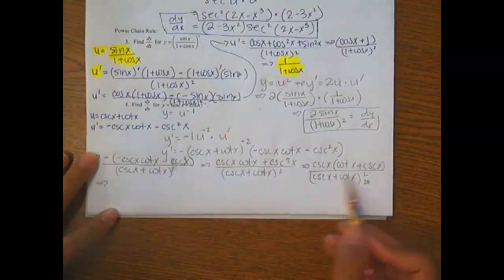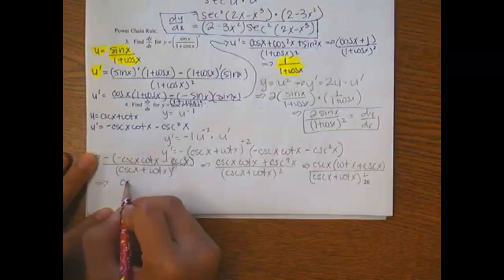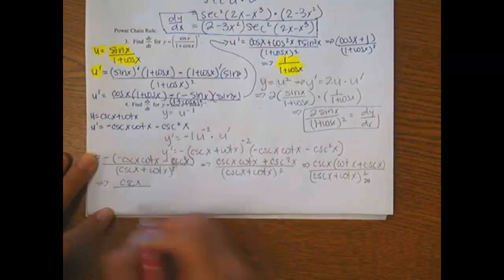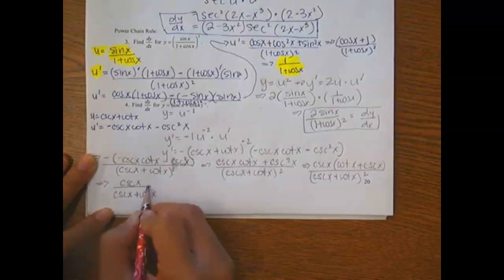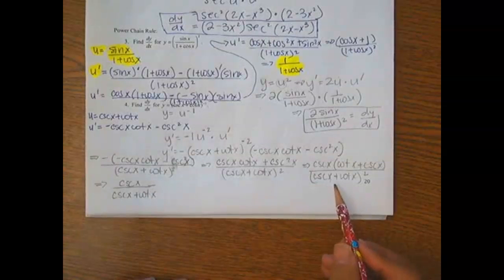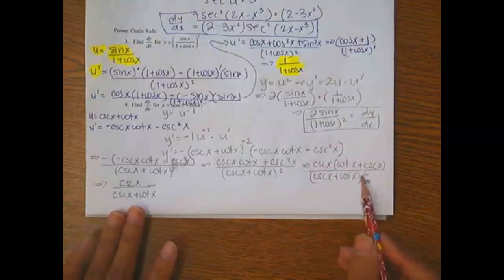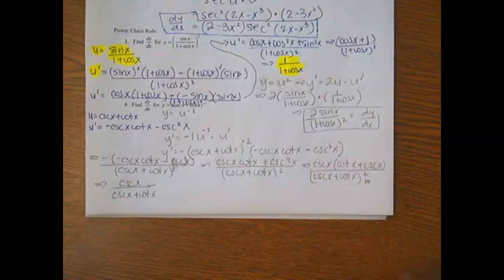This would cancel with one of those. Okay, so on the top, I currently have cosecant of x over cosecant of x plus cotangent of x. Okay, so right now that becomes that. So one of this is gone. Well, of course you have to see if you can simplify some more.